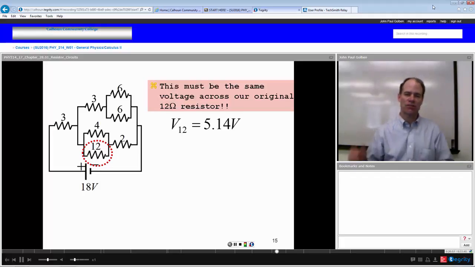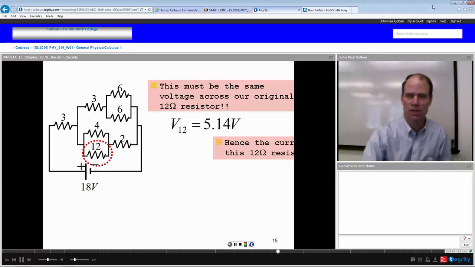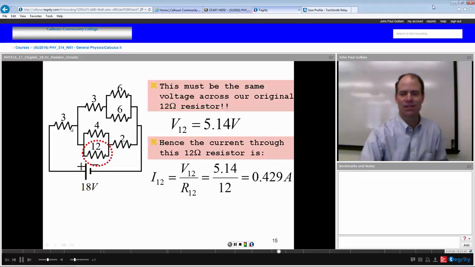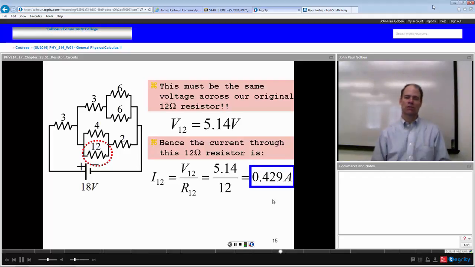And since I know the voltage across the 12 ohms, I can now calculate the current through that 12 ohms by Ohm's law. The current is going to equal its voltage over its resistance. 5.14 volts divided by 12 ohms, 0.429 amps. Whew. That is the current going through the 12 ohm resistor in this circuit, 0.429 amps. The only things that we used to calculate this was our series parallel formulas and the fact that things in series have the same current and things in parallel have the same voltage.